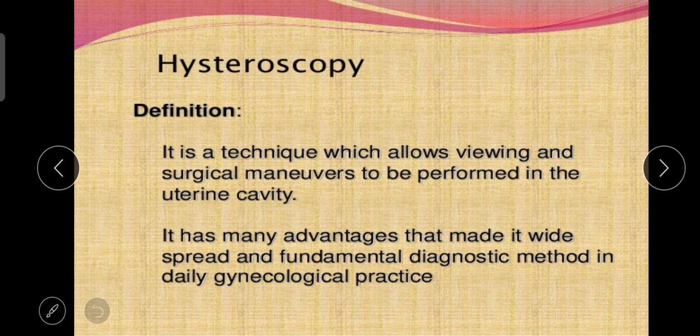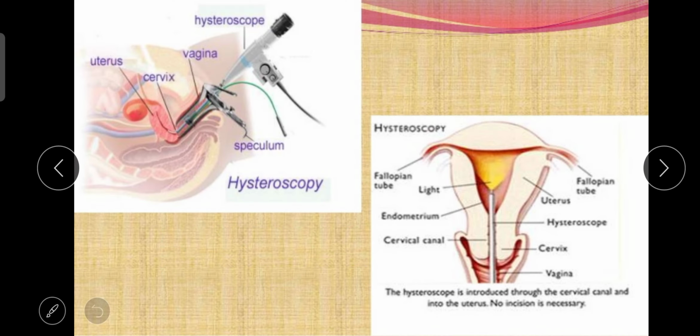Next is hysteroscopy. Hysteroscopy is a technique which allows viewing and surgical maneuvers to be performed in the uterine cavity. So if there is any problem in the uterus, like a cyst or a fibroid to be removed, they will go for hysteroscopy. It has many advantages that made it a widespread and fundamental diagnostic method in daily gynecological practice. So this is hysteroscopy. Go through this picture and this one.